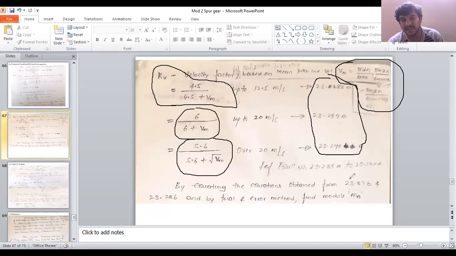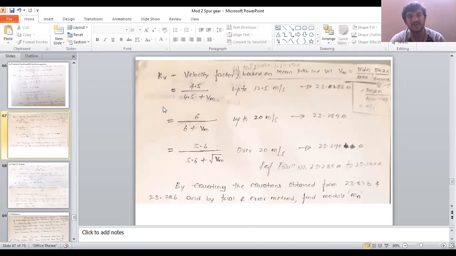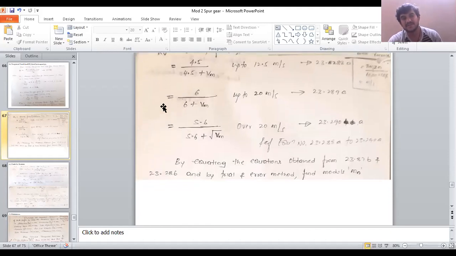Now, once you substitute, the unknown is the normal module. By comparing equation number 23.87b and 23.286, you go by trial and error method to calculate the normal module. Once you calculate the normal module, select the standard normal module by seeing table number 23.3. Once you get the normal module, what is the next step?